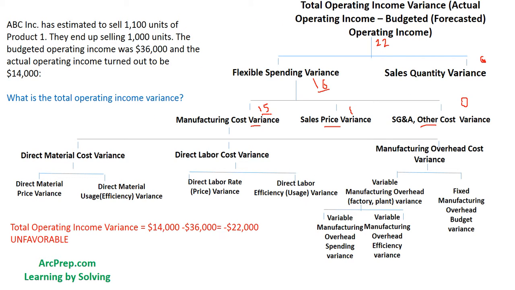So we know that the manufacturing cost variance is $15,000. Now in the next example, we are going to go further into this $15,000 variance: how much of it is because of direct material, how much of it is because of direct labor, and how much of it is because of overhead cost. In the next example, we are going to calculate that.